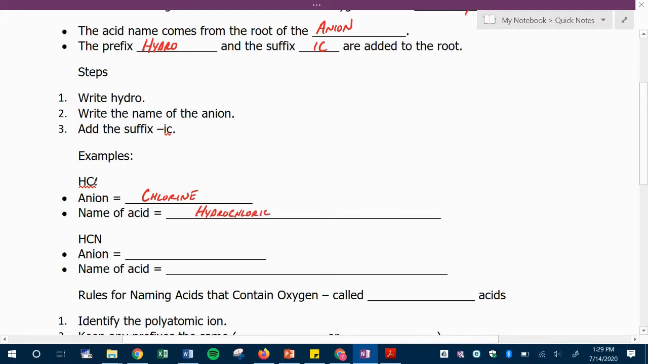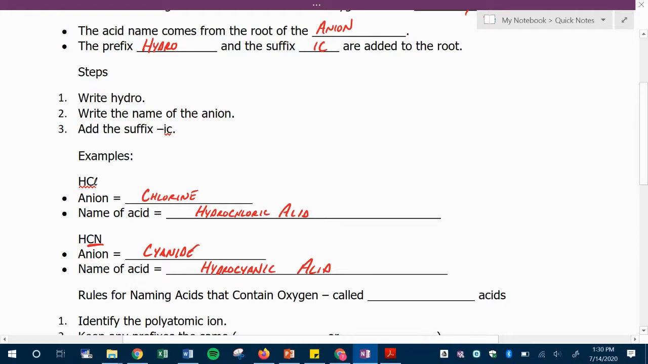So that's pretty much it. Super easy, right? Our next one, HCN. Here, the H is for the acid, and the CN is our anion. CN happens to be one of our polyatomic ions, known as cyanide. To name our acid, it starts off with hydro, then cyanide, so cyan, and the ide ending becomes ic, so hydrocyanic acid.